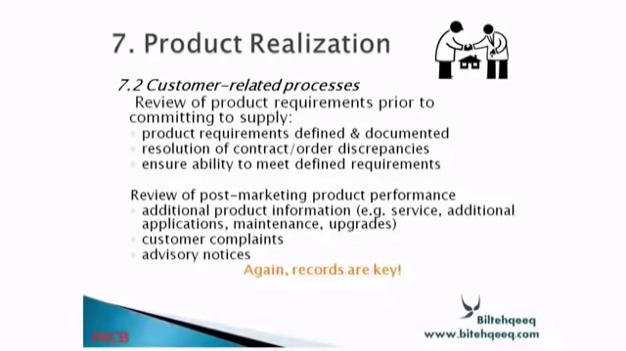7.2 is customer-related process, review of product requirements prior to committing to supply. So you have to first review what the customer is asking. Product requirements are defined and documented. Resolution of contract or order discrepancy, ensure ability to meet defined requirements. Review of post-marketing product performance, additional product information, for example, service, additional applications, maintenance, updates, customer complaints, advisory notes. Again, records are key. So you have to keep record of each activity.